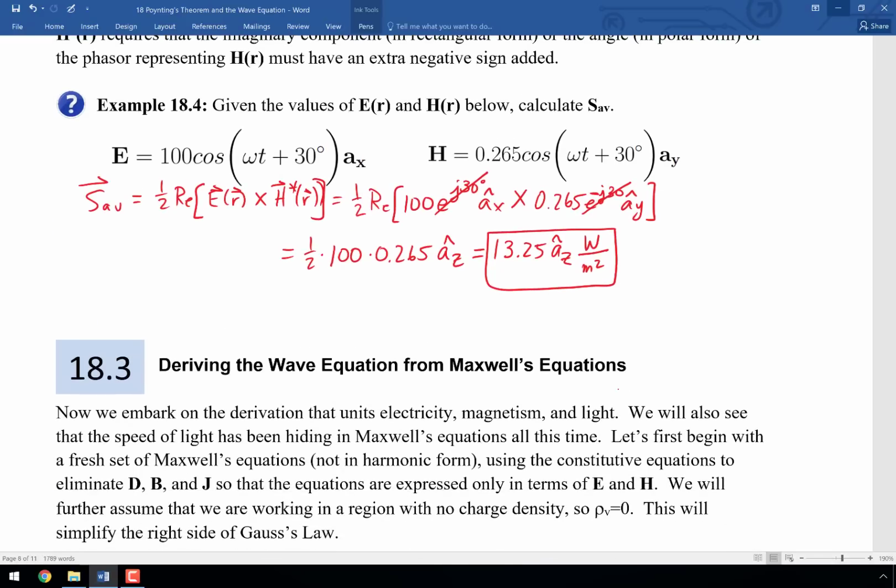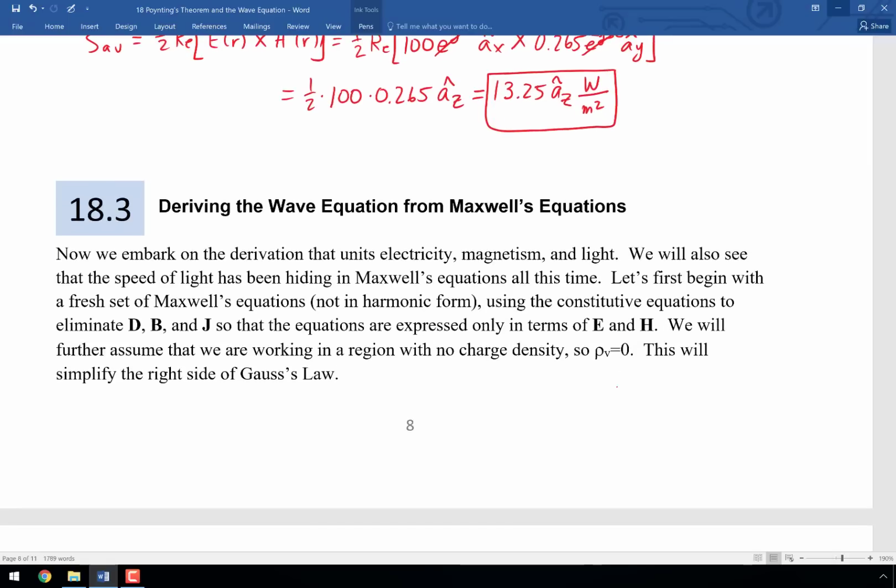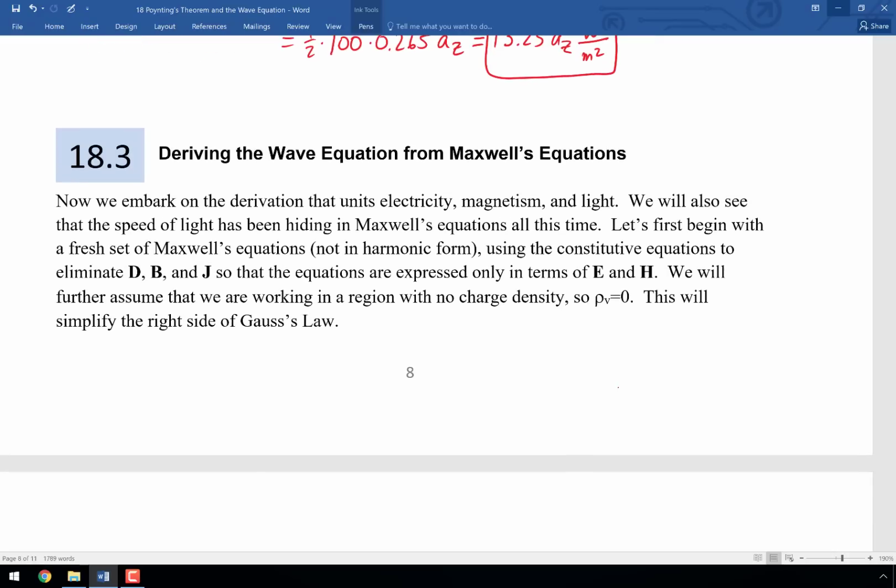Okay, that's enough on the Poynting vector for today. We'll see it again soon. But for now, we're just going to quickly, and we don't have to spend too much time on this, but it definitely is worth our time to think about deriving the wave equation from Maxwell's equations, because it is this derivation that unites electric fields, magnetic fields, and optics, or light. So it was the very first time that scientists realized that light is simply a form of electric and magnetic waves. So we're going to make a couple of assumptions here. We're going to begin with a fresh set of Maxwell's equations.